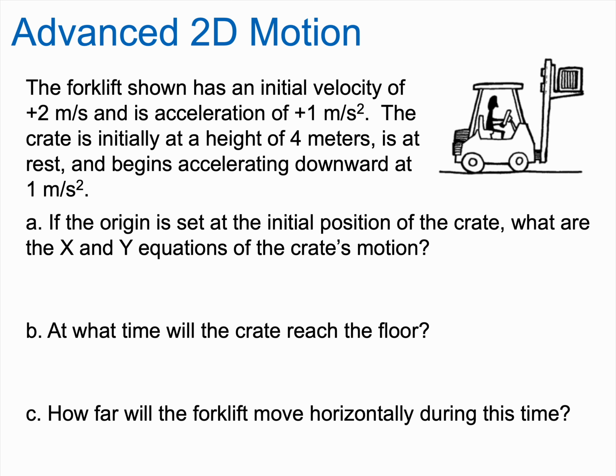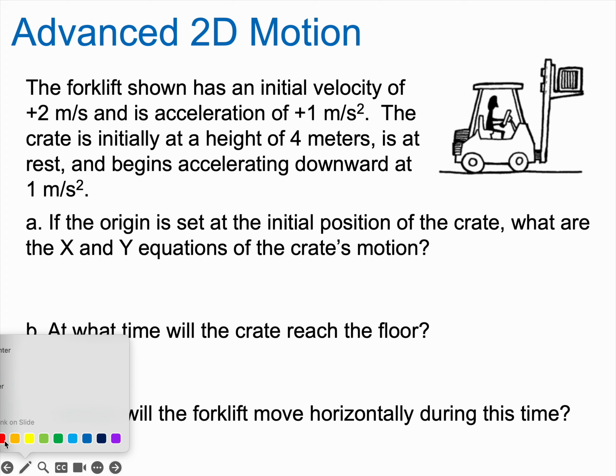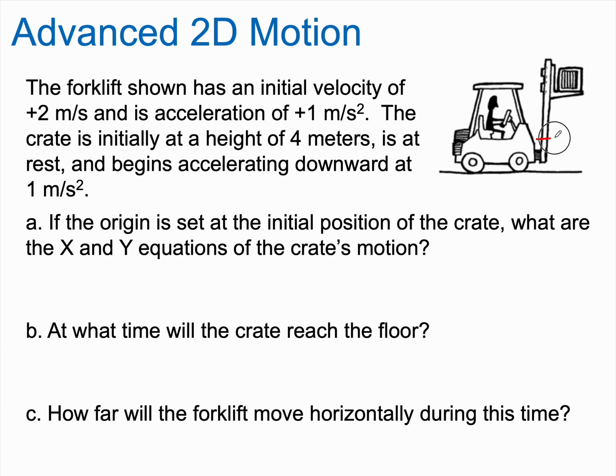A forklift shown has an initial velocity of 2 meters per second and is accelerating at 1 meter per second squared, all to the right. So what we've got is this is already moving this way at 2 meters per second. That's its initial velocity. And it's accelerating in this direction at 1 meter per second squared as well.